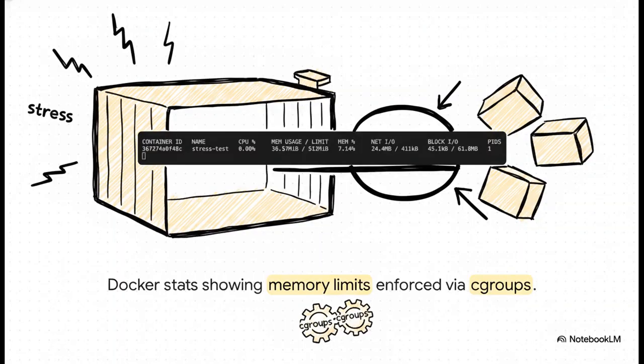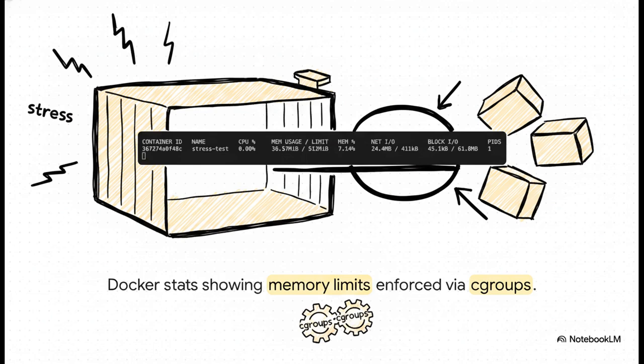Let's look at the visual proof of this actually in action. Check out the container here, which is currently under a simulated stress test using memory allocation blocks. If we direct our attention to the MEM USAGE / LIMIT column, you'll see we actually passed a memory limit flag when we started this container, putting a hard cap on it at exactly 512 megabytes.